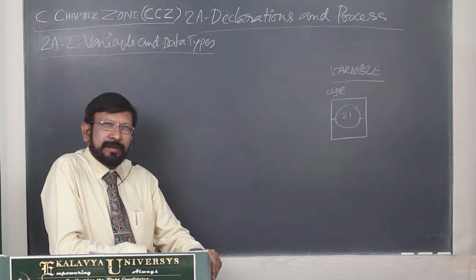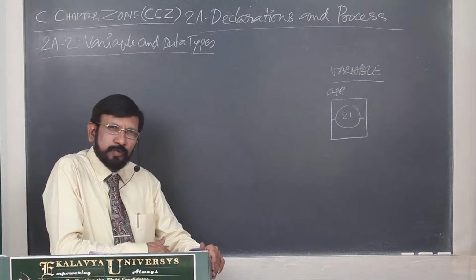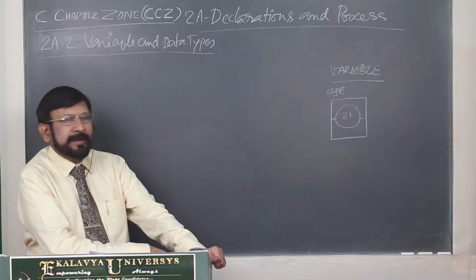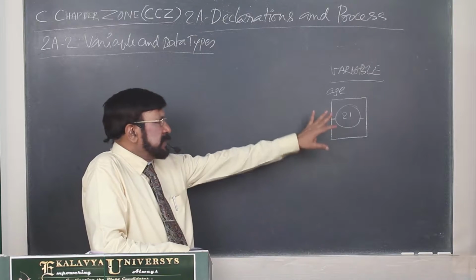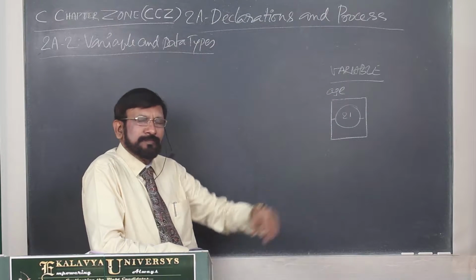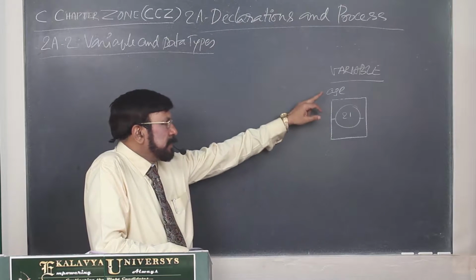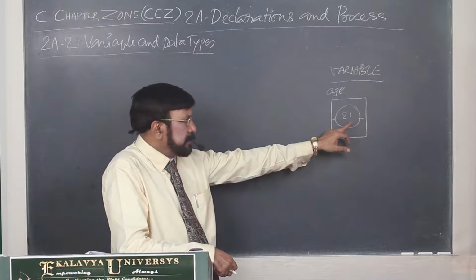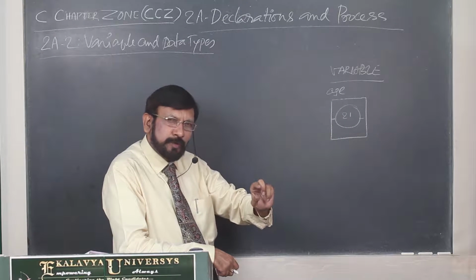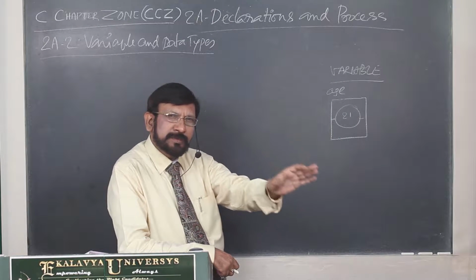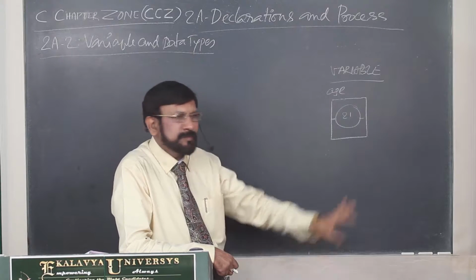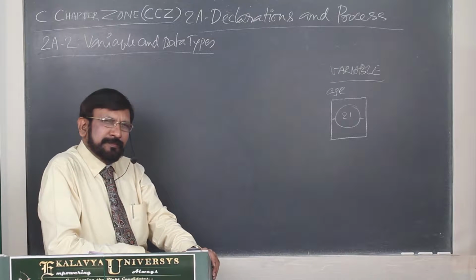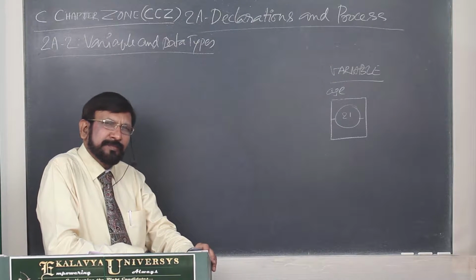Hello friends. Now let us take up concept number 2, 2a.2, variable and data types. In the previous concept, I explained to you what a variable is. A variable is the named memory container in which a constant is stored, which may be replaced with another value. That is a variable. And data types: why are data types required?